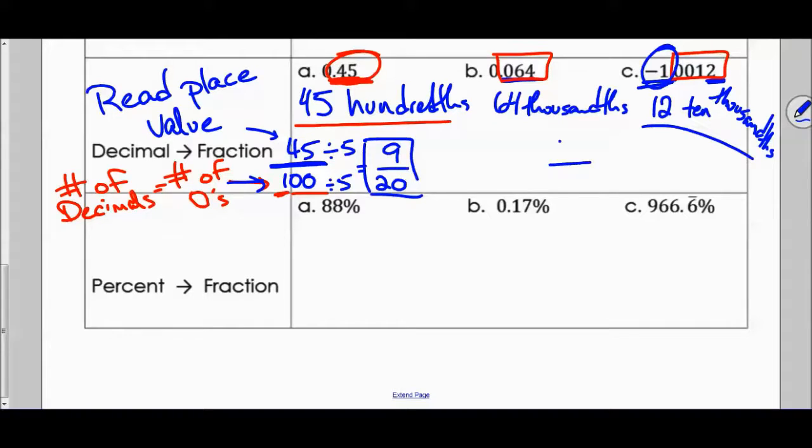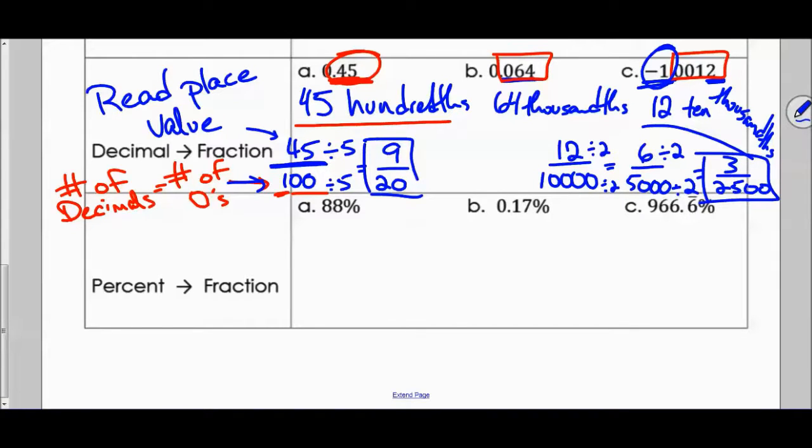So let's start out with our 12 out of 10,000. We're going to divide by 2 on top and bottom. That's 6 over 5,000. Divide by 2 one more time. And that's 3 out of 2,500. So this is just the decimal part of it. We need to include the whole number part. That's -1 and 3 out of 2,500. That's our final answer.